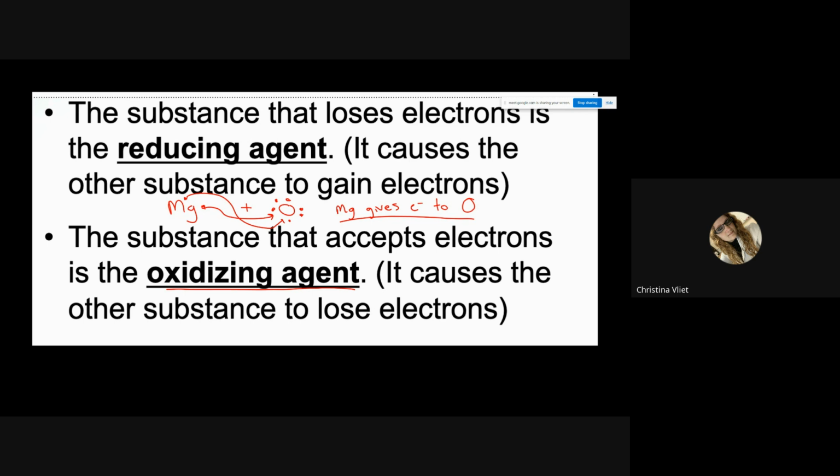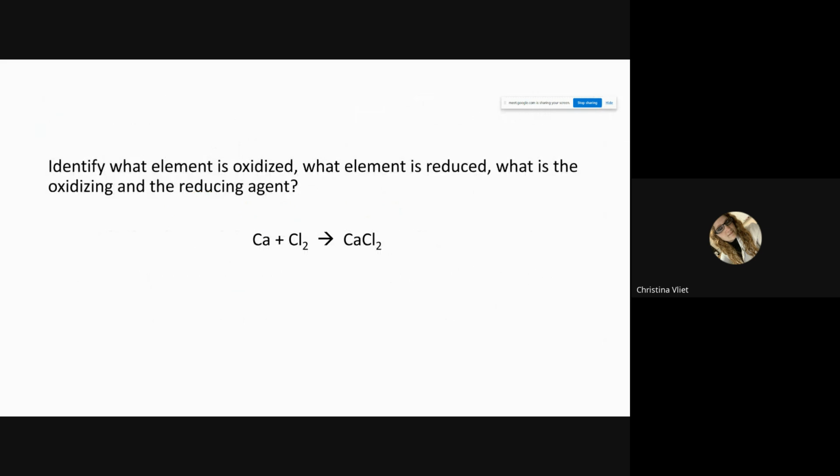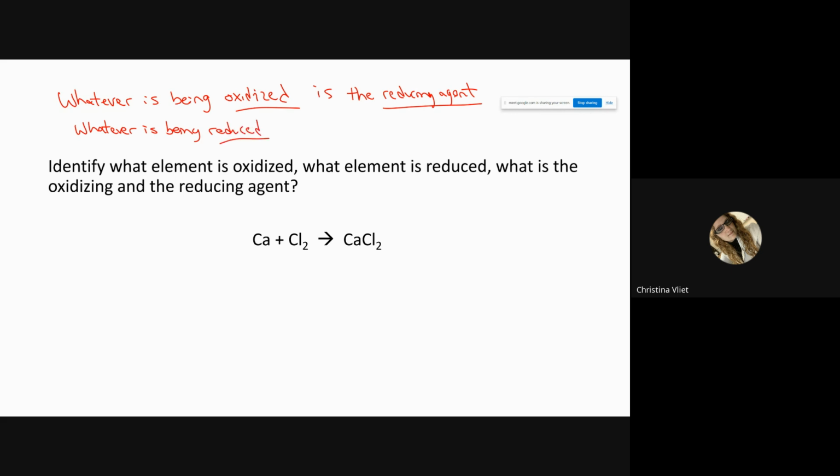So you've written down the definitions. I'm going to go ahead and move forward to, I think, just one example of this. What I want to write at the top, you should write this down, is whatever is being oxidized is the reducing agent. So whenever you're asked for agent, you just switch it. Whatever is oxidized is the reducing agent. Whatever is being reduced is the oxidizing agent.